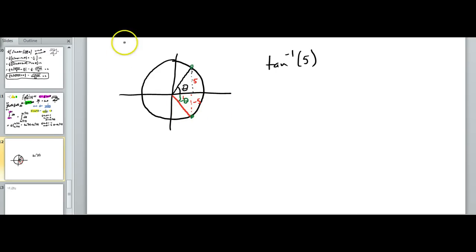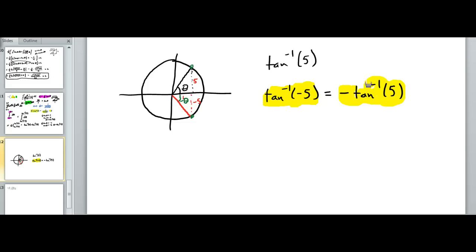What I'm trying to say is the arctangent of negative 5 is equal to negative arctangent of positive 5. The angle required to get the tangent to be negative 5 is the opposite of the angle required to get it to be positive 5. Instead of going up to get the slope to be 5 over 1, we go down that exact same amount to get the slope to be negative 5 over 1. That's what this is saying.